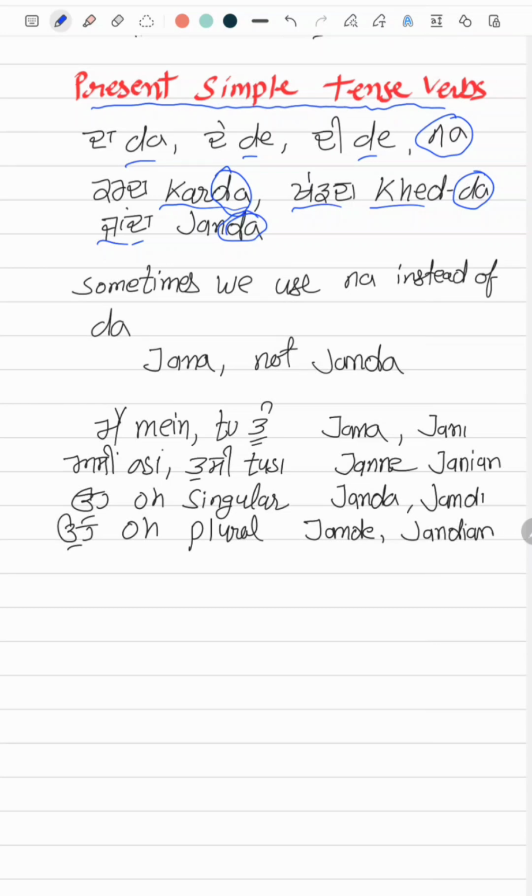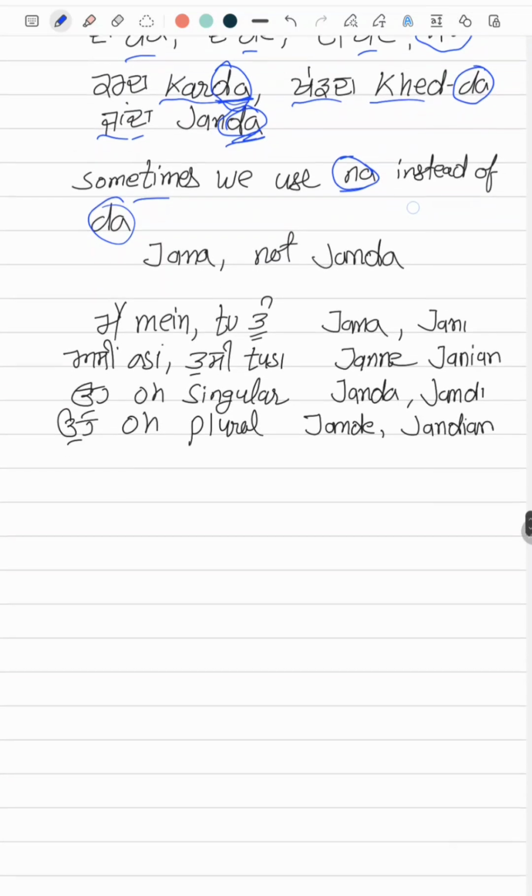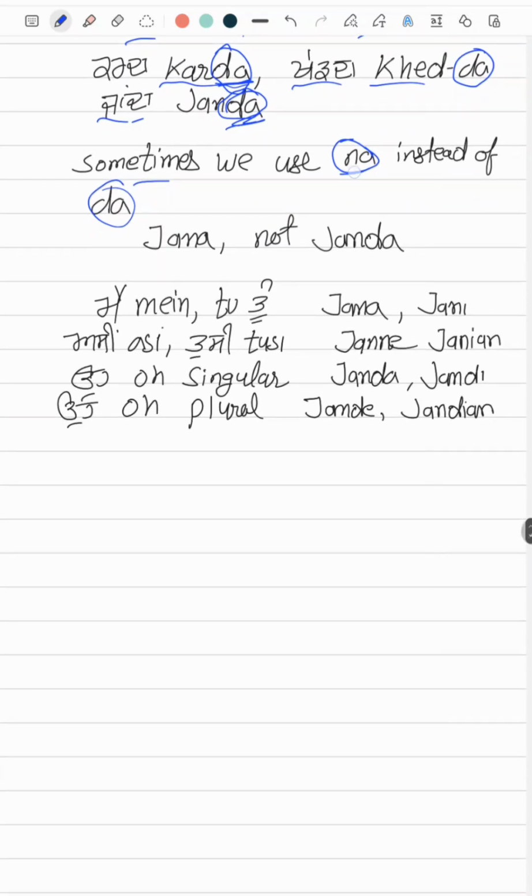Now, sometimes we use the na sound instead of the da sound. If you see these verbs, we use the da sound, but sometimes we use na. This is basically the lesson. This is the video where I'm going to explain when we use the na sound instead of the da sound. Let's take the example of the verb janda. Here it's janda, but in some situations we use janna, not janda. So that's what I'm going to explain.